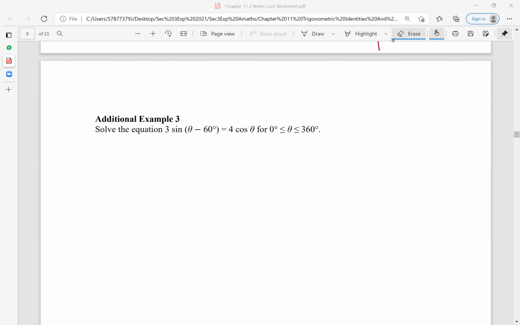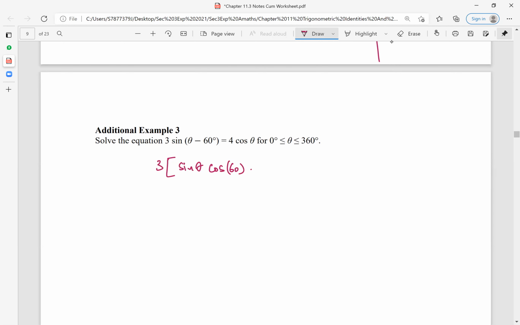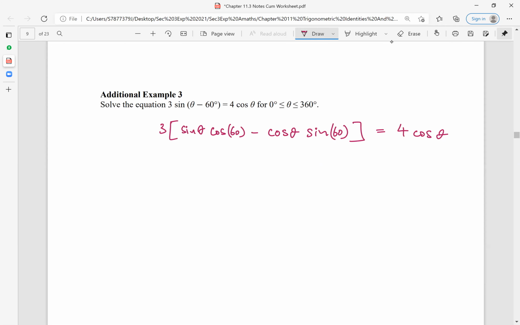Okay. Now, let me quickly go through this additional question. So how do we do this? Okay, so I need to expand this out. So this becomes sine theta cosine 60 minus cosine theta sine 60, bracket equal to 4 cosine theta. The next step, cosine 60 is half. So this is half sine theta.